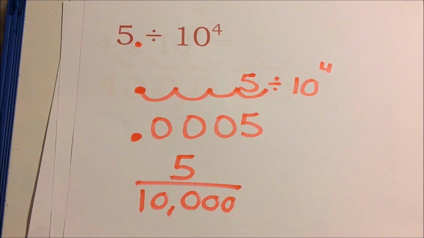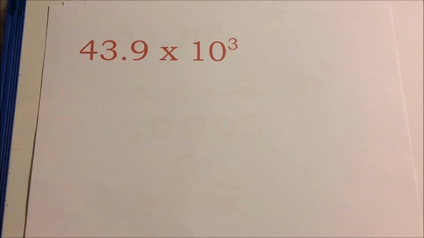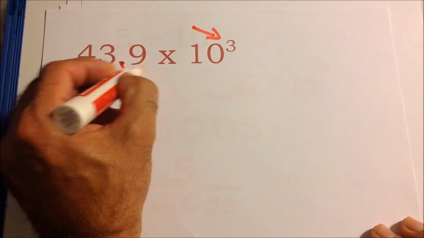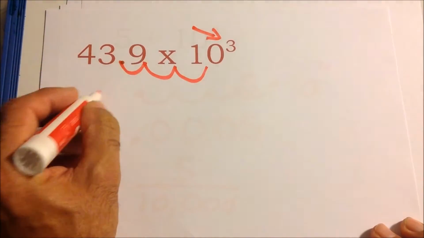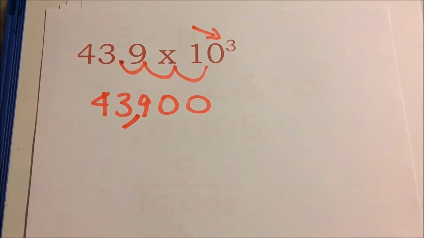We also talked about place and value. Well, before that, let's do another one, actually. Try that one. What should we do? The exponent tells us everything. Move it 3 times. 1, 2, 3. And don't forget to put those zeros.